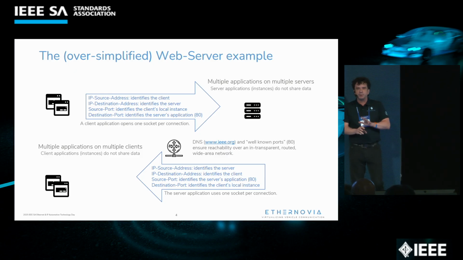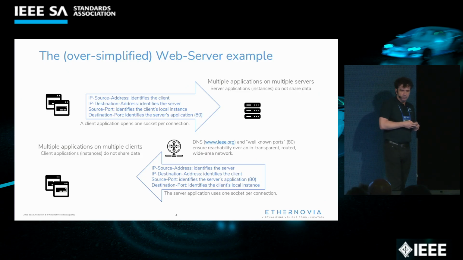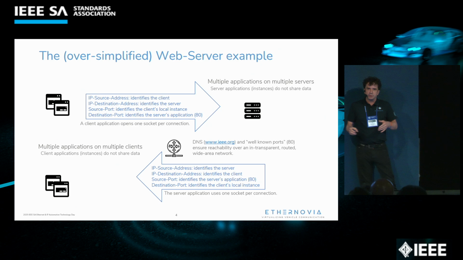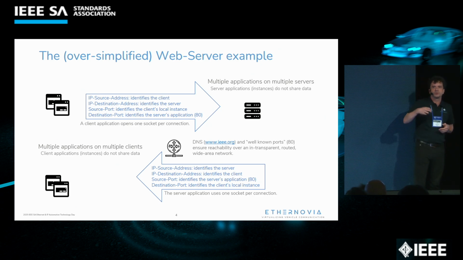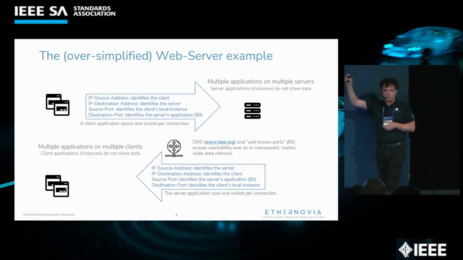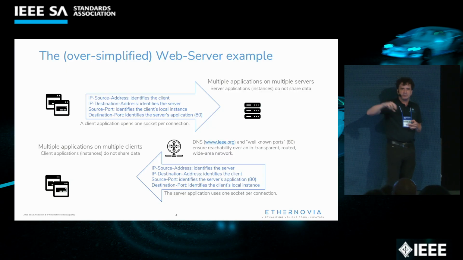And I have completely oversimplified access to a web service here on this slide, saying I identify a client or a server, and they identify each other through their IP address. And then they need to make sure that they know I want to talk to the web server on that server. I don't want to talk to Telnet. I don't want to talk to some IP. I want to talk to the web server.